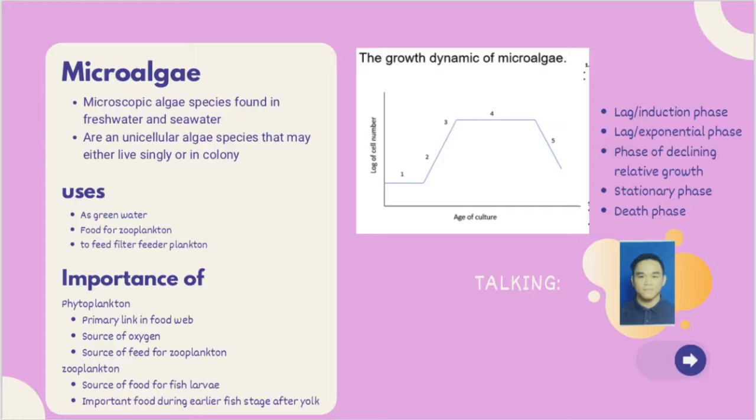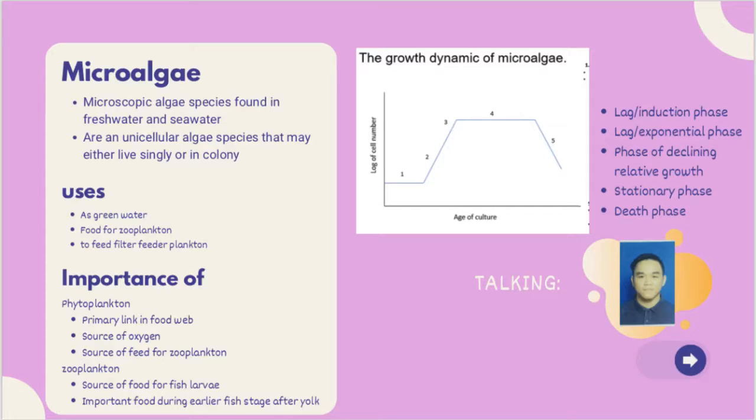So, the importance of microalgae. There are two types of plankton, which are phytoplankton and zooplankton. Phytoplankton are primarily linked in the food web. They are also able to produce oxygen and act as a source of feed for zooplankton. The importance of zooplankton is as a source of food for fish larvae and as a very important food during the earlier fish stage after yolk.